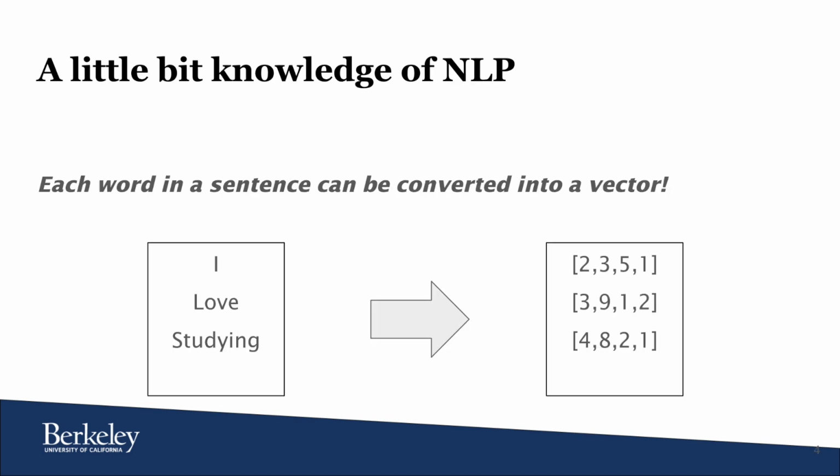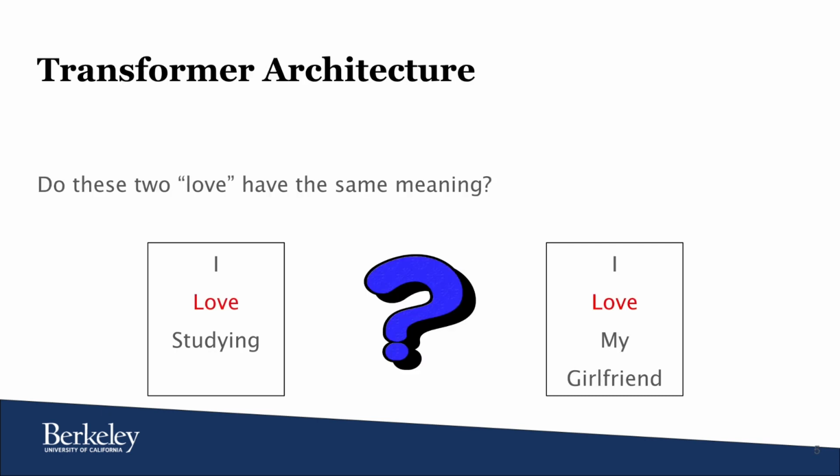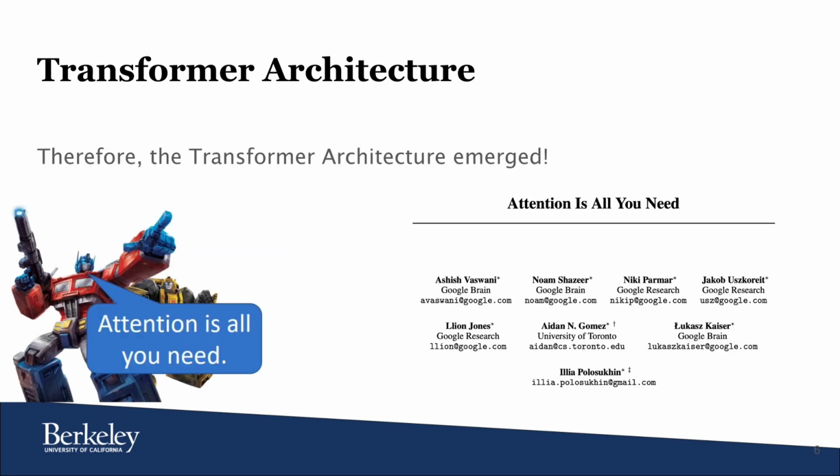And before we start, we have to know a little bit knowledge of NLP. The key idea here is each word in a sentence can be converted into a vector. For example, if we have a sentence, I love studying, these three words can be converted to three vectors, which is easy for mathematical calculation. But the question is, do these two love in two different sentences have the same meaning? The answer is no. So how can we handle this problem?